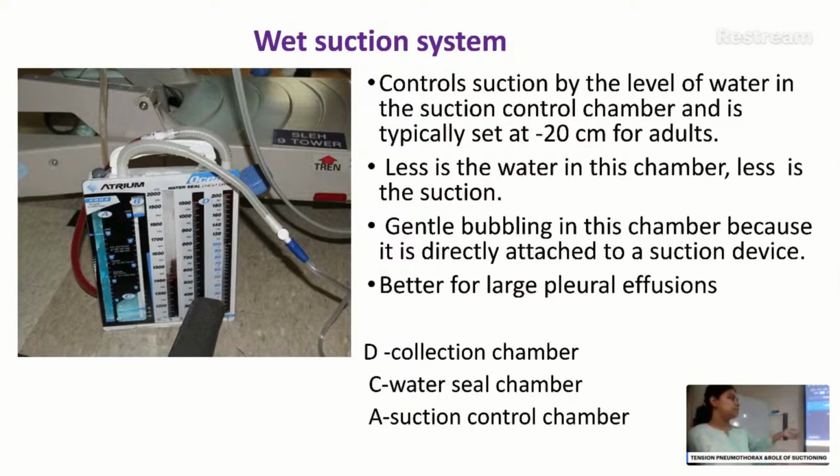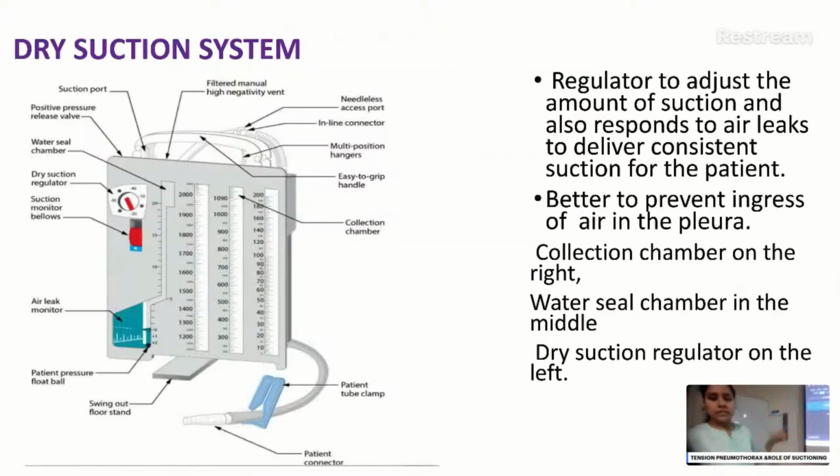As in the three bottle system, the deeper you put the straw in the water, the more suction there will be. It is the same here. Gentle bubbling in this chamber because it is directly attached to the suction device, and it is better for large pleural effusions. So D is the collection chamber, C is the water seal chamber, and A, the most leftmost part, is the suction control chamber.